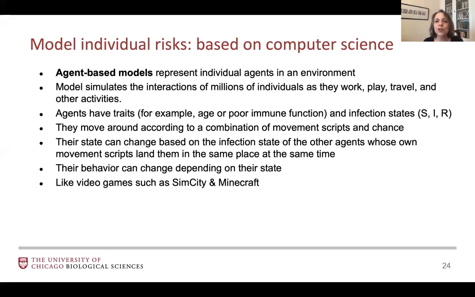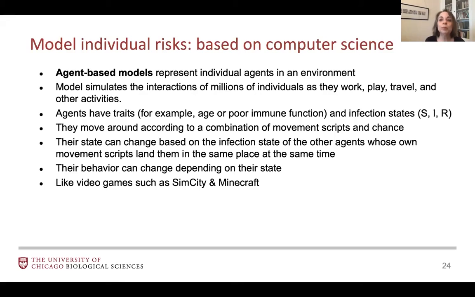But I'm going to say first, and this is the kind of modeling that I've worked on, you have to make so many assumptions in building this model that you've perhaps introduced more sources of error, although you've also greatly expanded the kinds of questions you can answer. So in this kind of modeling, you actually model each individual in the population and their risks over time as they encounter other people. It's called agent-based modeling, and it represents the individuals as agents in an environment. The model simulates the interactions of up to millions of individuals as they work, play, travel, go to school, anything else they might do.